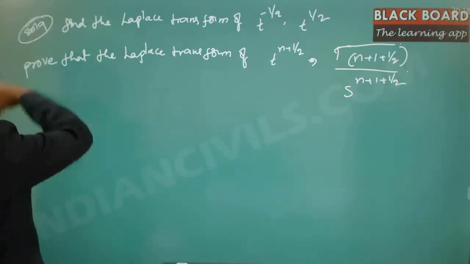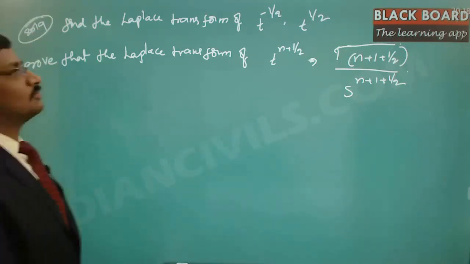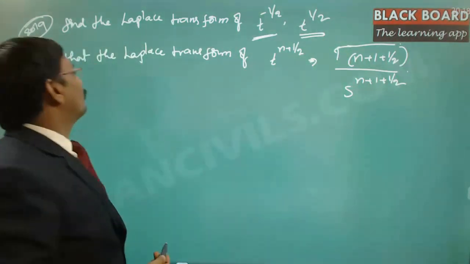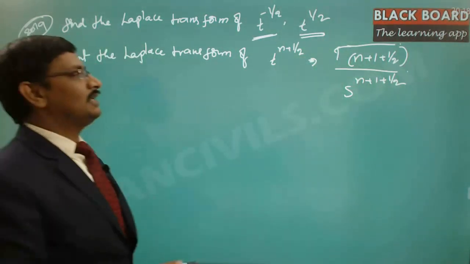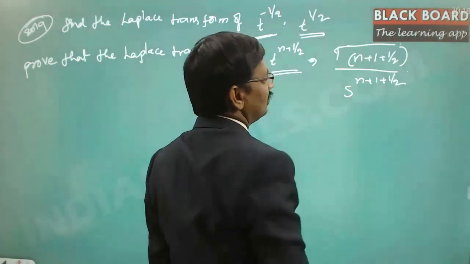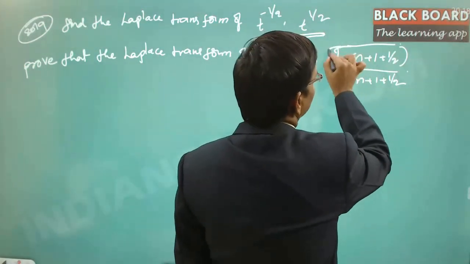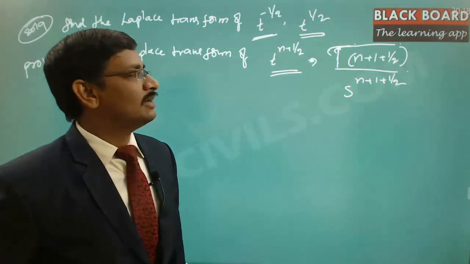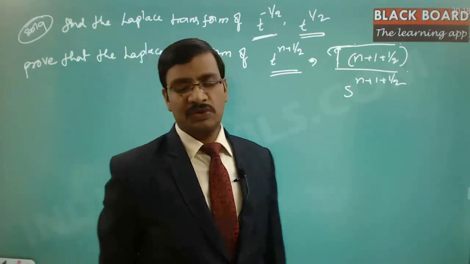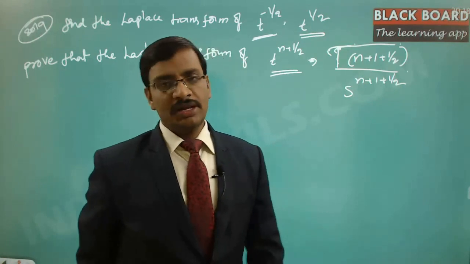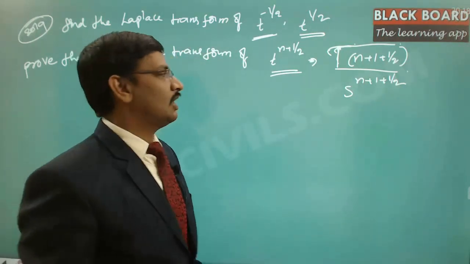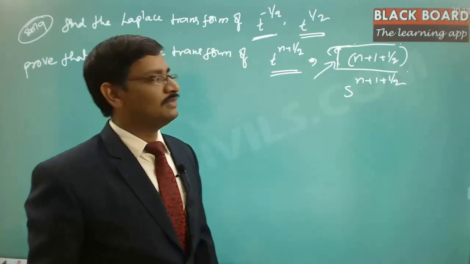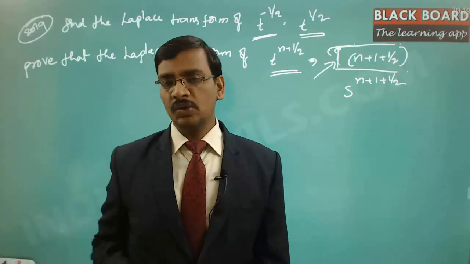So in 2019: find the Laplace transform of t power minus 1 by 2 and t power 1 by 2. Prove that the Laplace transform of t power n plus 1 by 2 is going to be gamma of n plus 1 plus 1 by 2 divided by s power n plus 1 plus 1 by 2. This model demands the knowledge of the gamma functions. So here we need to understand, I'll just brief this model, and then we need to understand what a gamma function is.